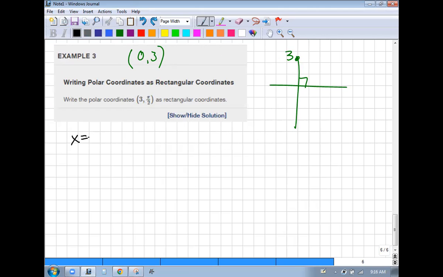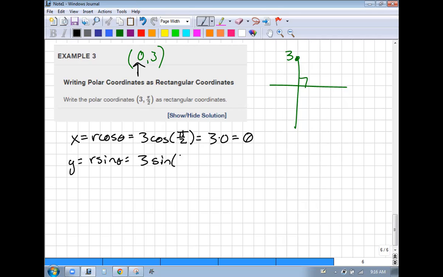It says x is r cosine theta. R is 3. Theta is pi over 2. Cosine of pi over 2 is 0. So this is 0. And y is r sine theta, which is 3 sine of pi over 2. Sine of pi over 2 is 1. So we get 3. So the math works out, right?